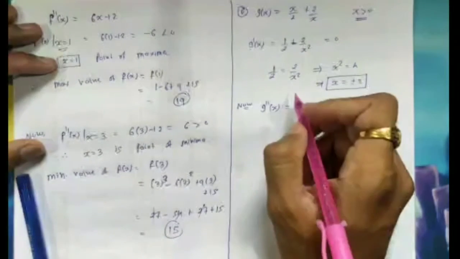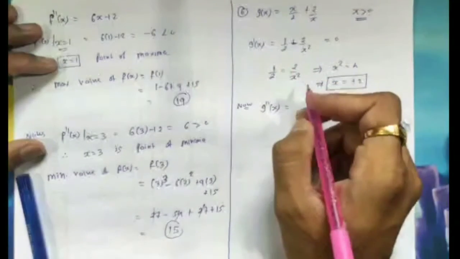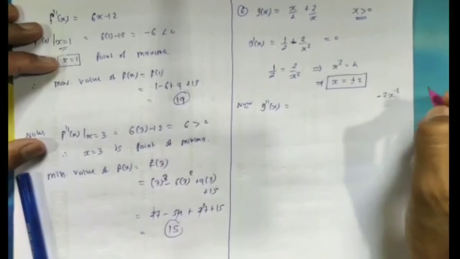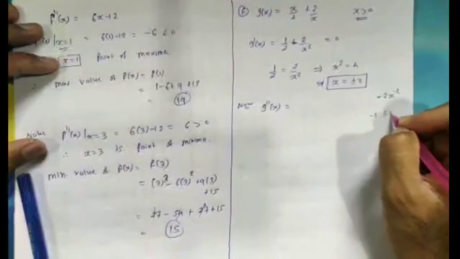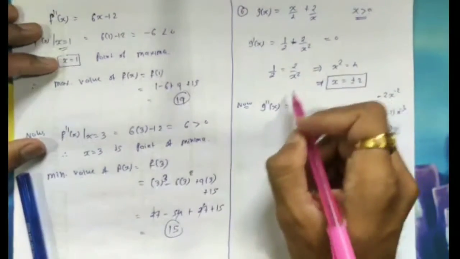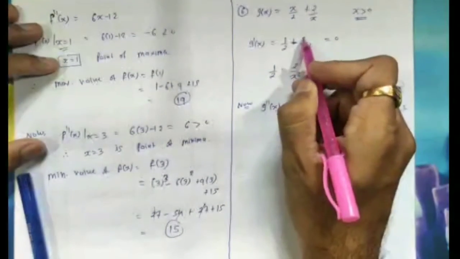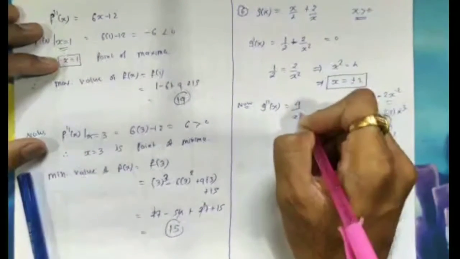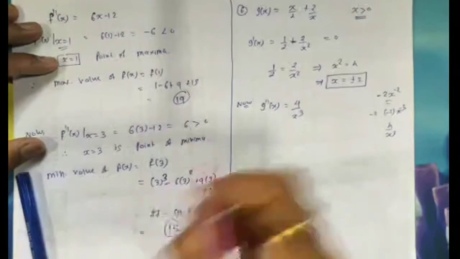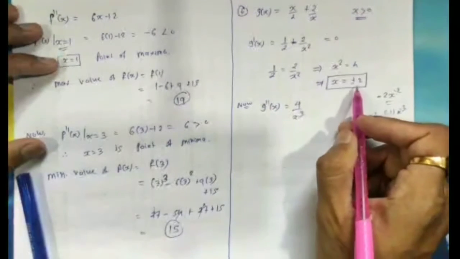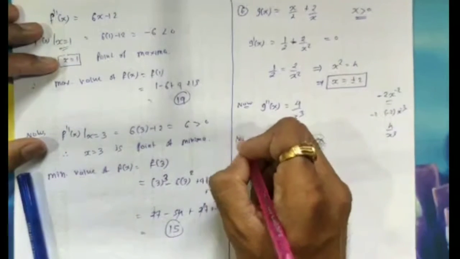So g double dash x is the differentiation of 1 by 2, which is 0, and what is the differentiation of minus 2 by x square? It's minus 2 times minus 2 x raised to minus 3, so it's 4 upon x cube. So the second order derivative is 4 by x cube. Done. Now check the sign of this second order derivative at our critical points, plus 2 and minus 2.